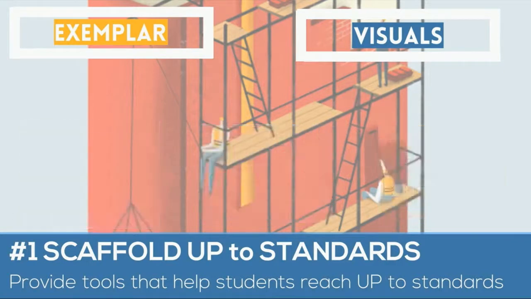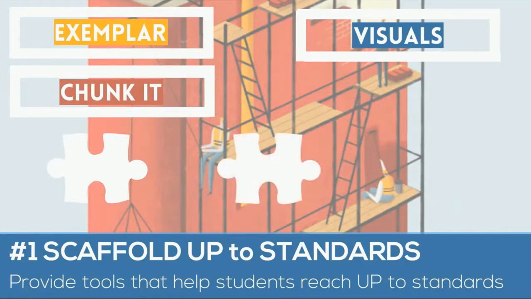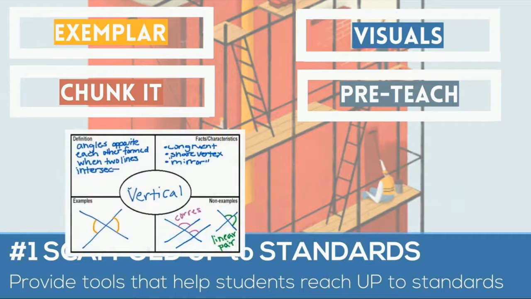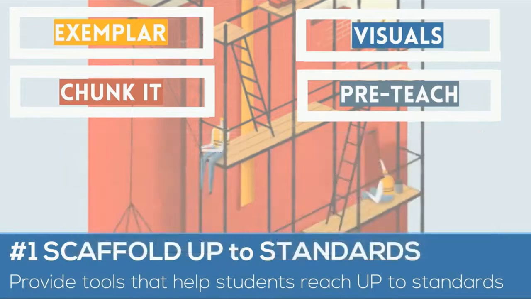The next way to scaffold up is through chunking content. Cognitive science research tells us that breaking content into logical segments makes the information easier to process, learn, and remember. So break those big ideas into smaller, manageable bites as a scaffold. Finally, pre-teaching vocabulary before reading or doing an activity puts unfamiliar words in context and facilitates greater comprehension. A Frayer model is a great and easy way to pre-teach vocabulary. Let's watch teachers scaffolding up.